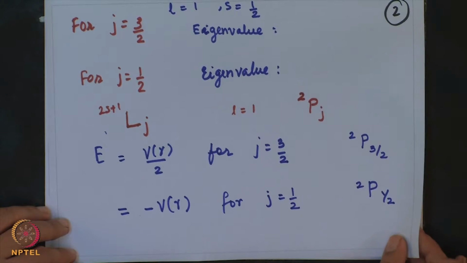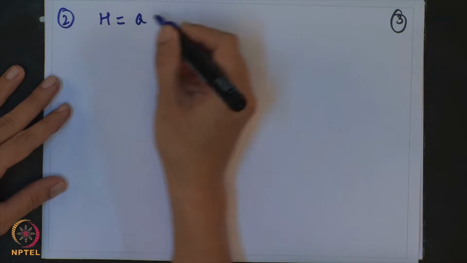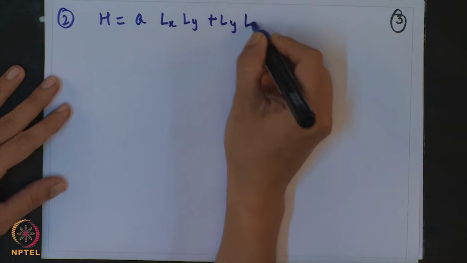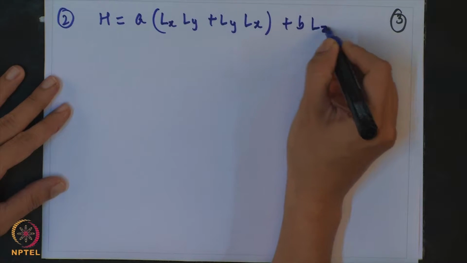So, now let us go to the second problem. In the second problem, a Hamiltonian is given to you and you have to evaluate some commutation relations and some more results. This problem is divided into 3 steps. So, second problem: H is A (Lx Ly plus Ly Lx) plus B Lz.